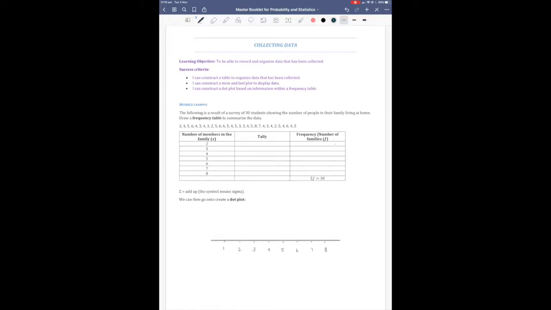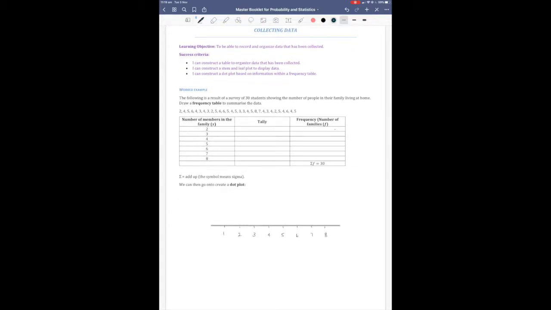So let's start with the frequency table or the frequency chart. The worked example tells us that it's the result of a survey of 30 students showing the number of people in their family still living at home. Draw a frequency table to summarize the data.